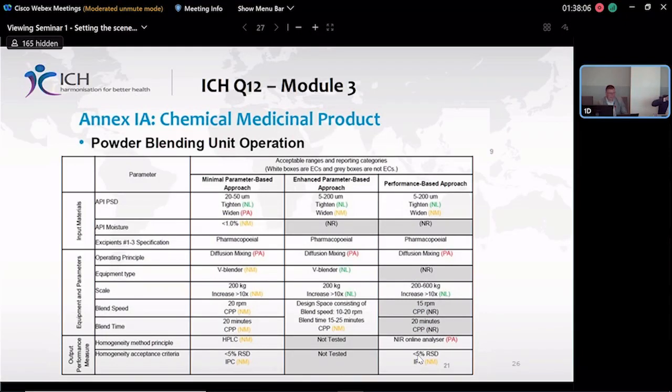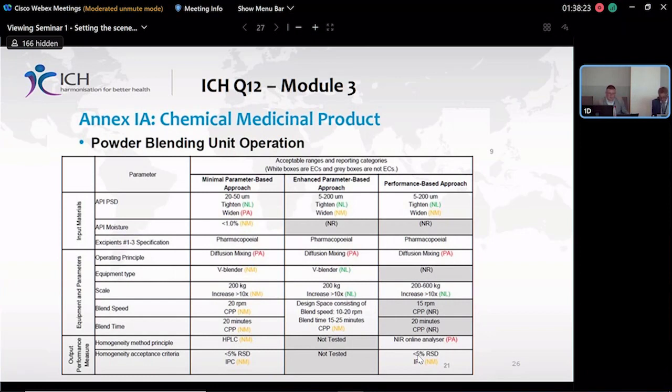So actually, we know API moisture isn't an established condition. It's not important to quality. And they only know that because they've studied it. The first company don't know. So they make an assumption that moisture may have a role, but they don't know.